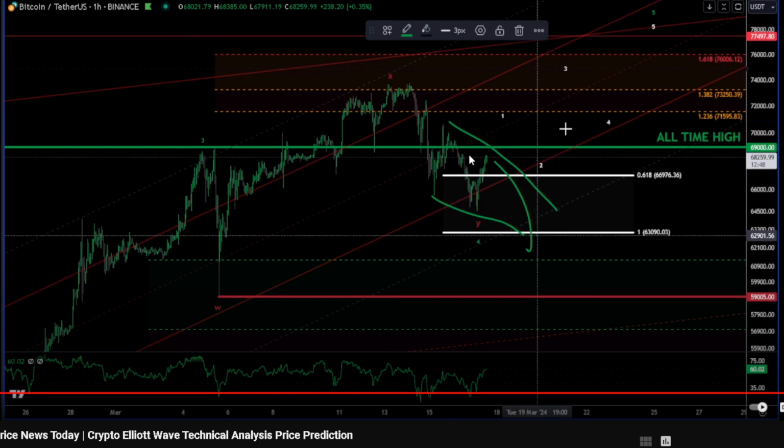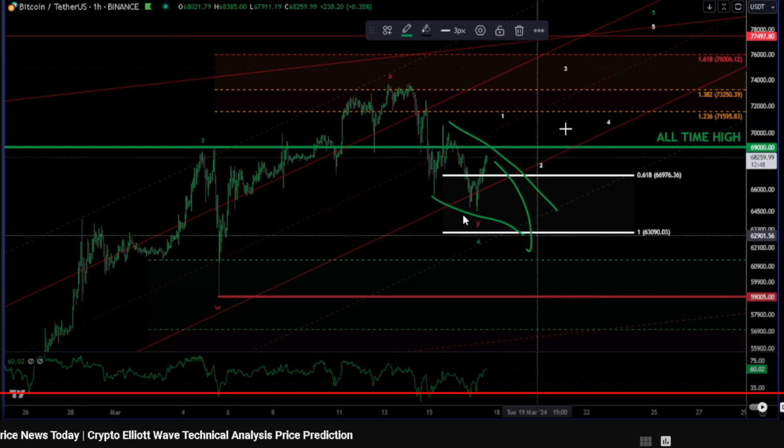Now the issue in this area is if we're making a diagonal, we're expecting 3 waves to the upside. If we're expecting a correction, we're also expecting 3 waves to the upside, then continuation to the downside. So it's very difficult when you're anticipating a diagonal, when the correction and the wave to the upside look the same. You're relying on fib levels at that point.